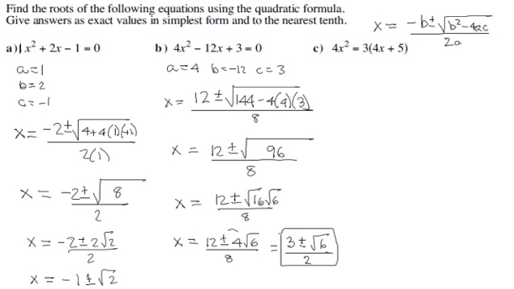And in decimal form, in case you want to check your work, 3 plus root 6 divided by 2 is 2.7. Or the other version would be 3 minus the square root of 6 divided by 2, which is 0.3.